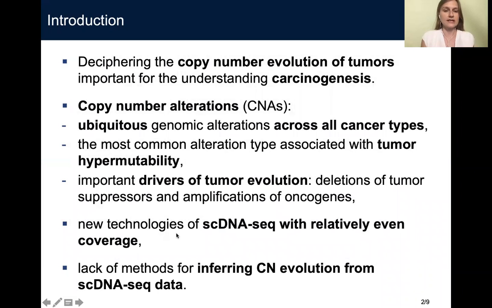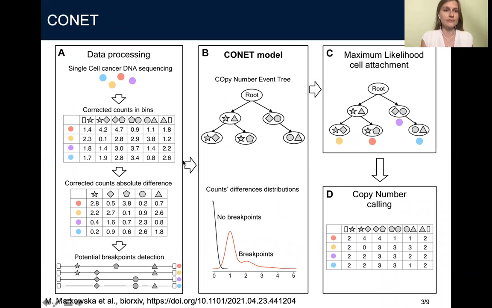New technologies have enabled obtaining single-cell DNA sequencing data with relatively even coverage, but so far no methods have been published for inferring copy number evolution from this type of data. Here I present to you an overview of our model.